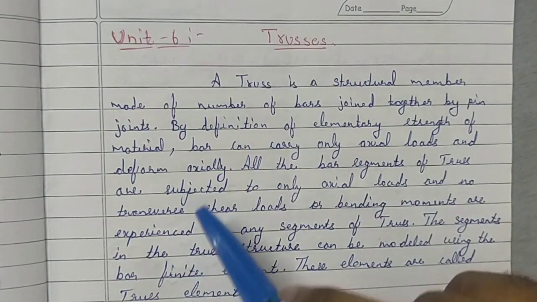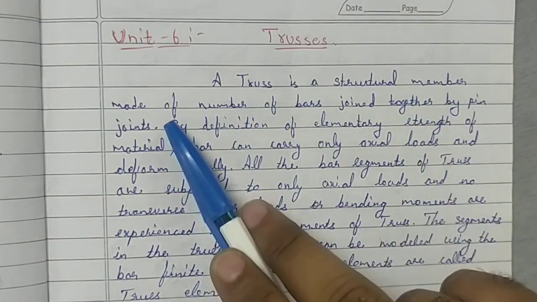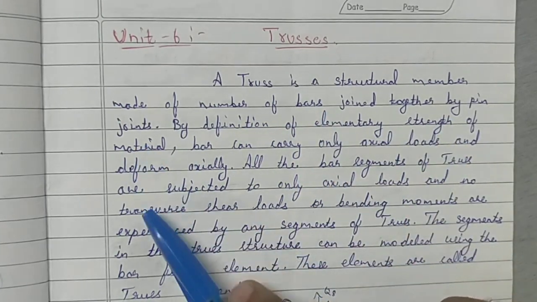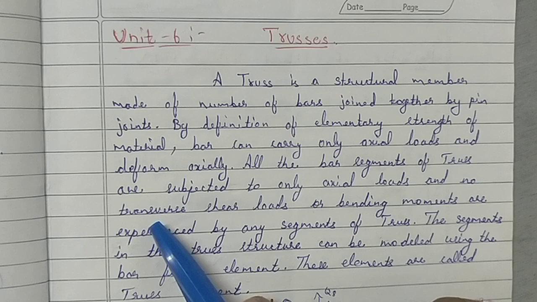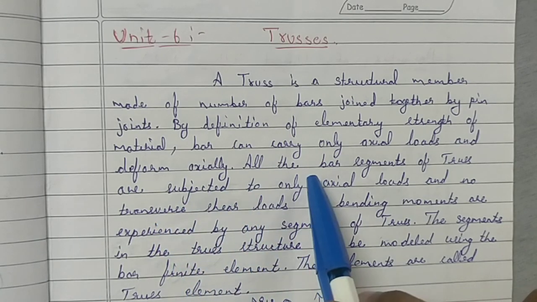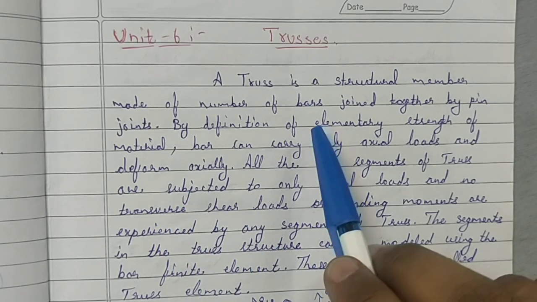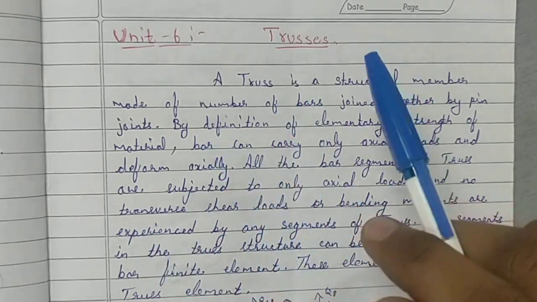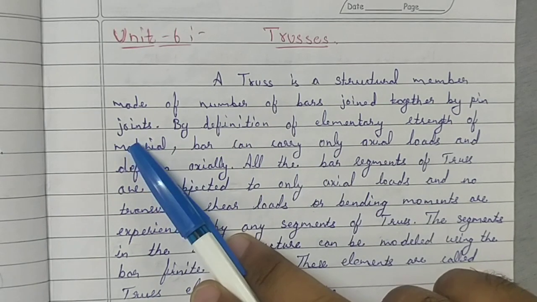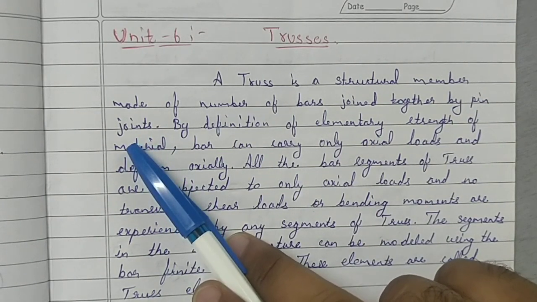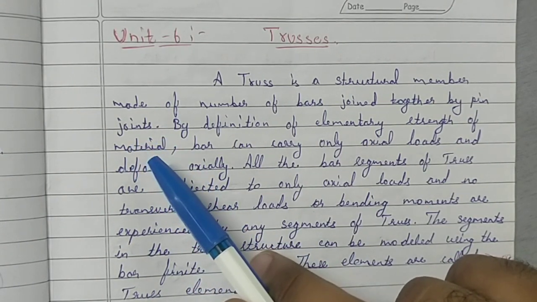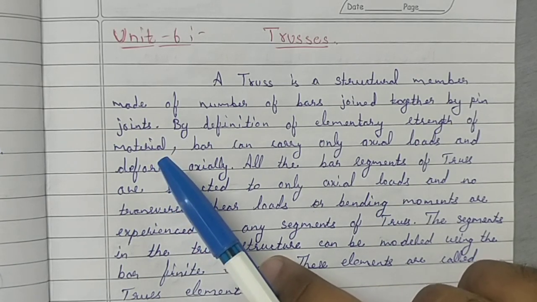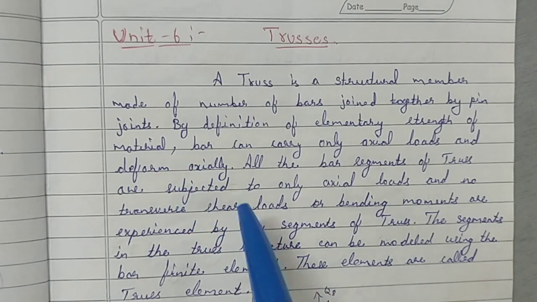So what is a truss? A truss is a structural member made of a number of bars joined together by pin joints. Till now we have studied about bars. So a truss is nothing but a structural member made up of joining such different bars. Several bars are joined together with the help of pin joints. Such a thing is called a truss. You would have all seen trusses in the fabrication of roofs or in bridges and all.